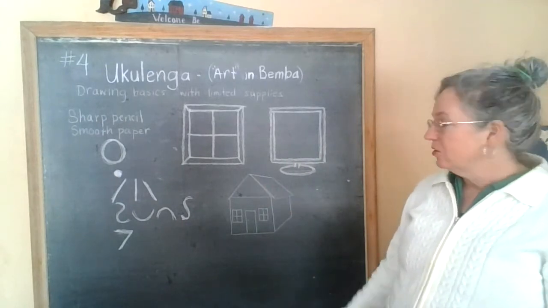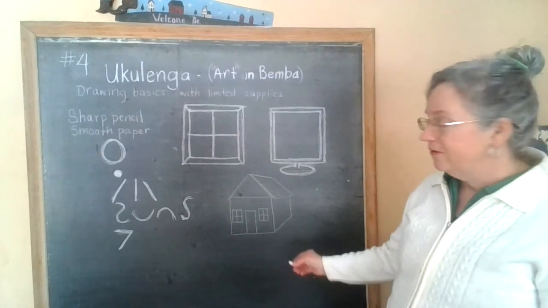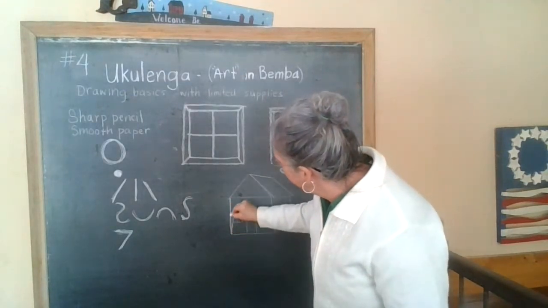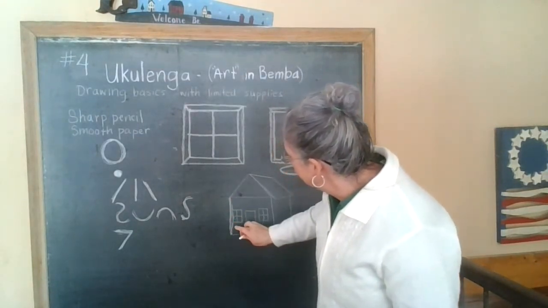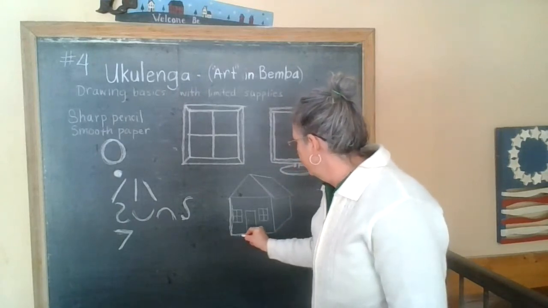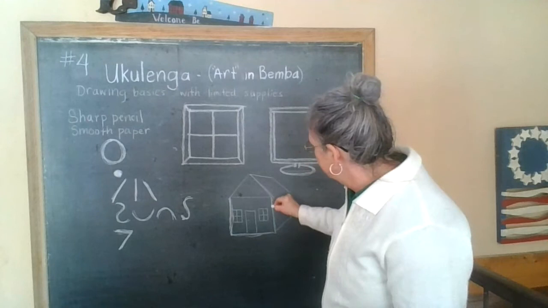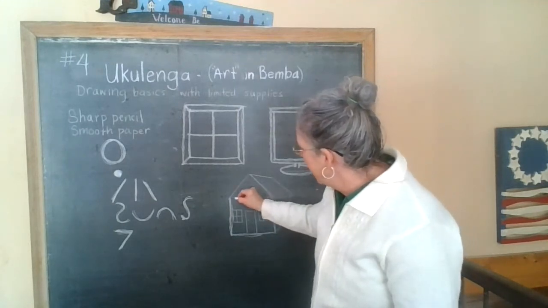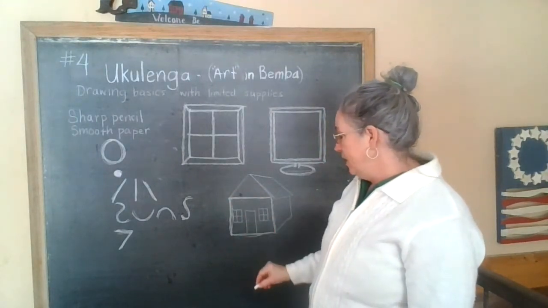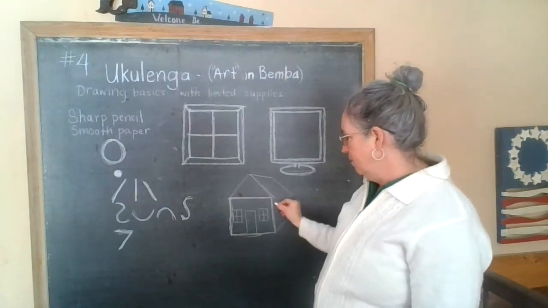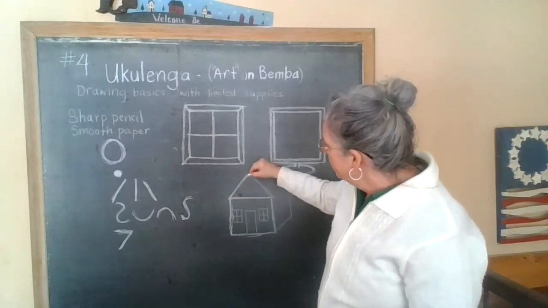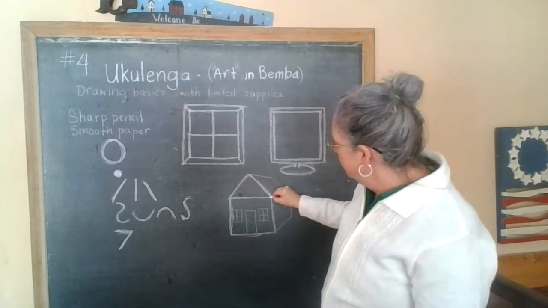So let's go to the house. We have a square first, downward, upward, downward. I made a mistake there, I'm sorry. Forward, backward, forward, upward, downward, upward, backward, forward, backward. Then we have a triangle for a roof. Upward, backward, forward, forward, backward, forward.